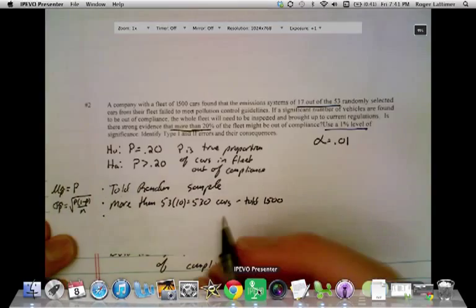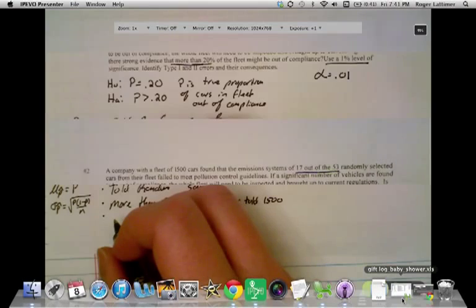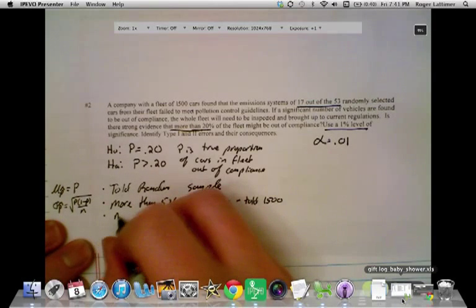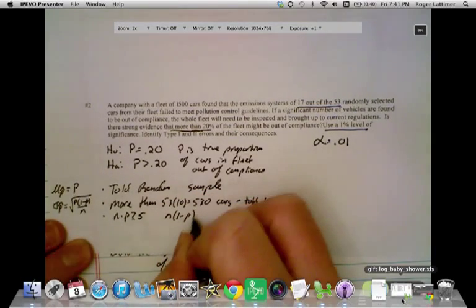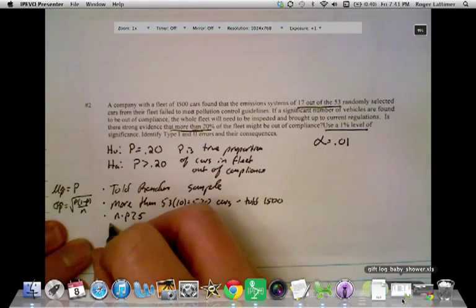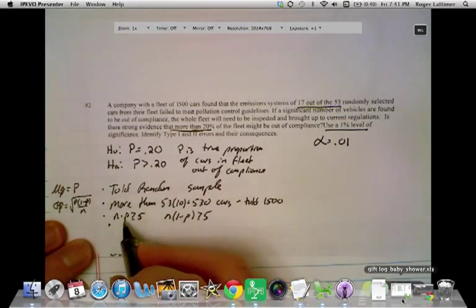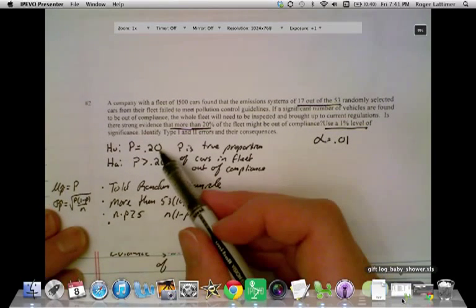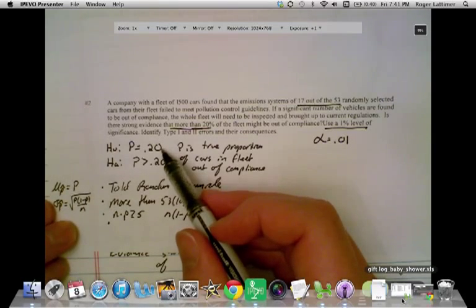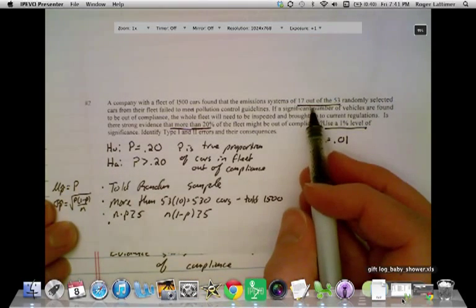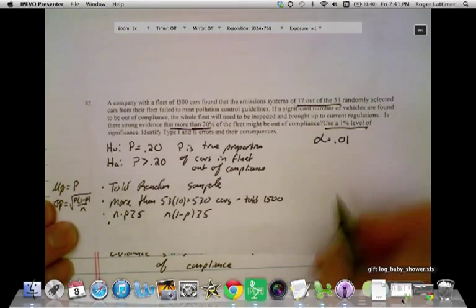Okay, last one, we need to check normality. What we want to check here is n times p greater than or equal to 5 and n times 1 minus p greater than or equal to 5. Now realize I'm using p, which might be different than what you'd use in a confidence interval, where you would use p hat. But we have this assumption: assuming 20% of cars are out of compliance, what's the probability of getting a p hat like this? That's what we're taking a look at here.